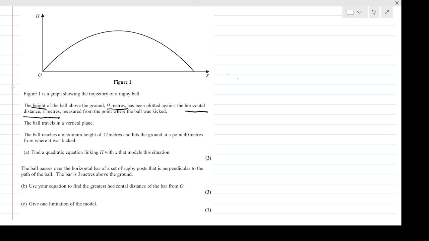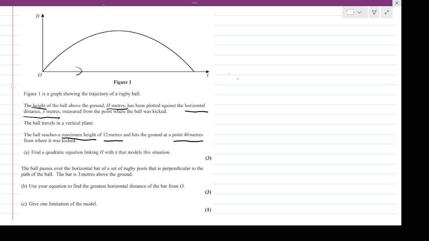That's just a fancy way of saying the x-y axis. So we have an axis of h and x, which is kind of like x and y. Anyway, the ball travels in the vertical plane. It reaches a maximum height of 12, so I'm going to underline that, and hits the ground at a point 40 meters from where it was kicked.